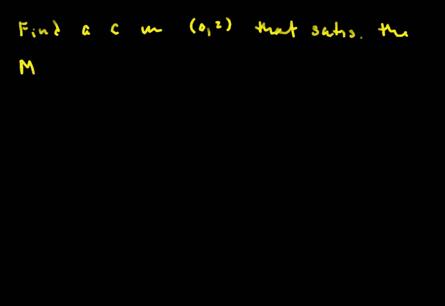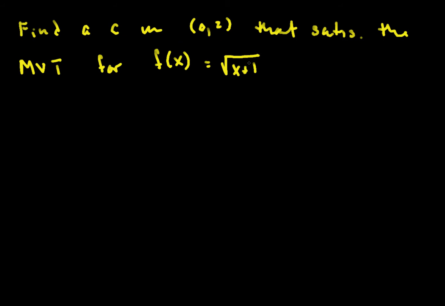Oftentimes, though, problems that are used to just test a student's understanding of the mean value theorem would be: find a c in the interval 0, 2 that satisfies the mean value theorem for, say, f of x being equal to the square root of, let's say, x plus 1. Okay, so this is not using the mean value theorem to prove anything, but like I said, it's a common question you'll see on homework or in exams, just to test if a student understands what the mean value theorem is saying.